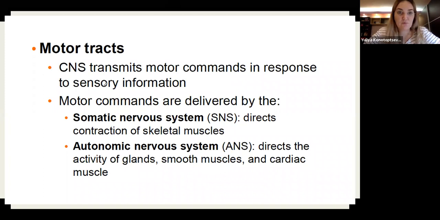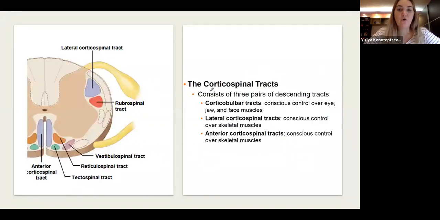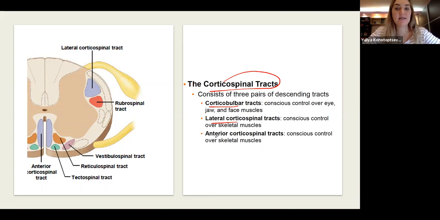Motor tracts, so the descending tracts, we have two types of them, the somatic and the autonomic, you remember, right? So somatic is the voluntary, autonomic is the non-voluntary. We're going to talk about the corticospinal tracts and the subconscious tracts. The corticospinal tracts, there are three of them. We have corticobulbar, lateral corticospinal, and anterior corticospinal. We kind of talked about them, right? Anterior corticospinal is responsible for the contraction of what? Of which skeletal muscles? Where?